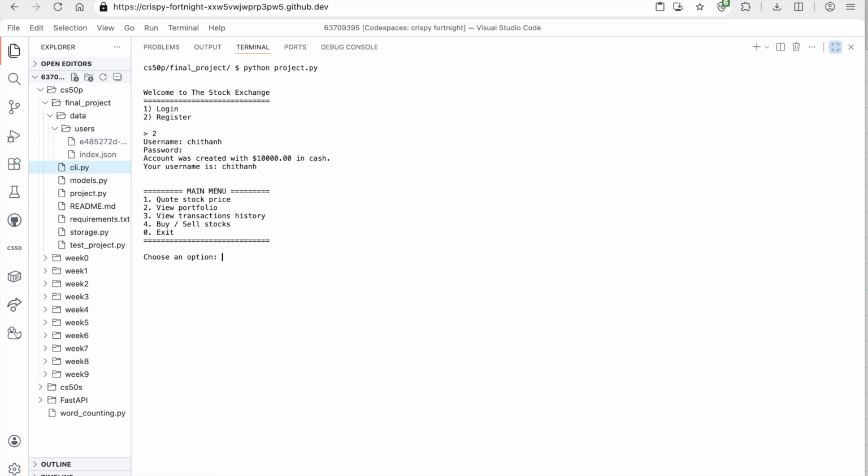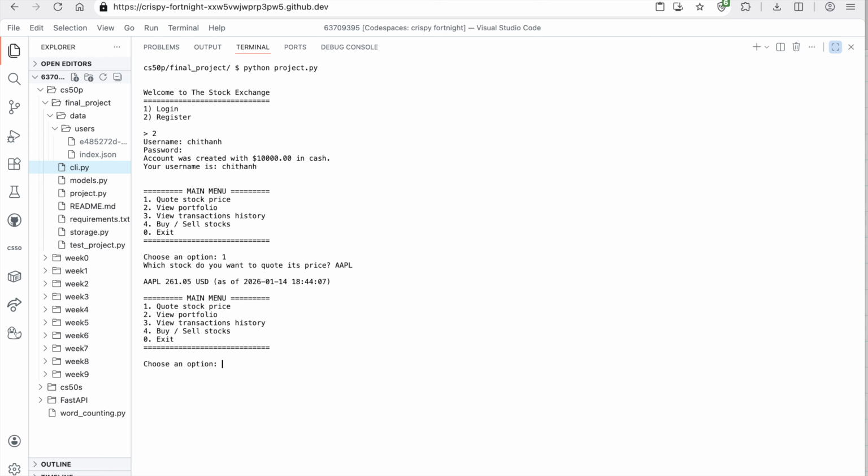After logging in, users can check real-time stock prices using an external API. They can also buy or sell stocks, and the system will update the cash balance and portfolio.